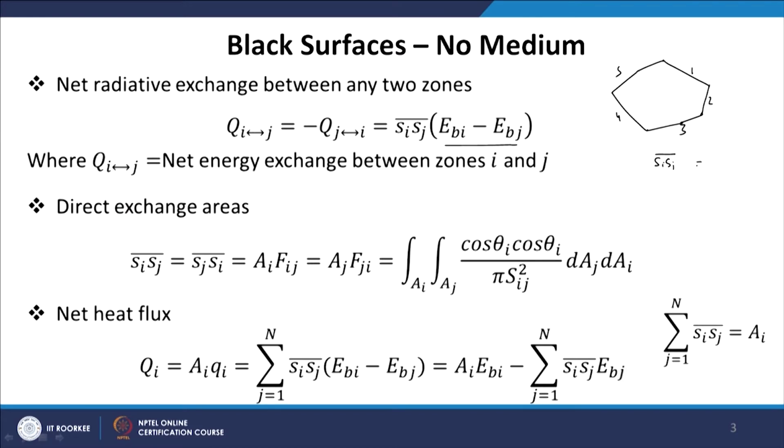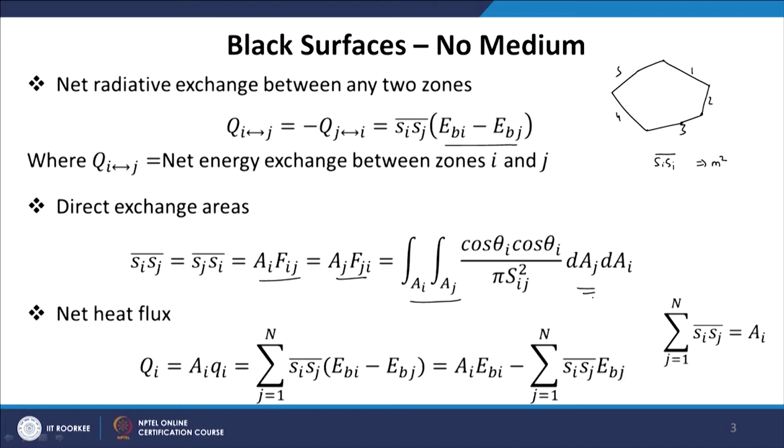Sij is direct energy transfer from surface i to surface j, and the units of Sij, as opposed to view factors, is meter square. So, Sij has units of meter square, as opposed to the view factor, which was dimensionless. We defined Sij, it is just related to the view factor, Ai Fij and Aj Fji, and it obeys the reciprocity rule, and it will be double integral over Ai Aj of cos theta i cos theta j upon pi Sij square dAj dAi. So, this is something we have already done.